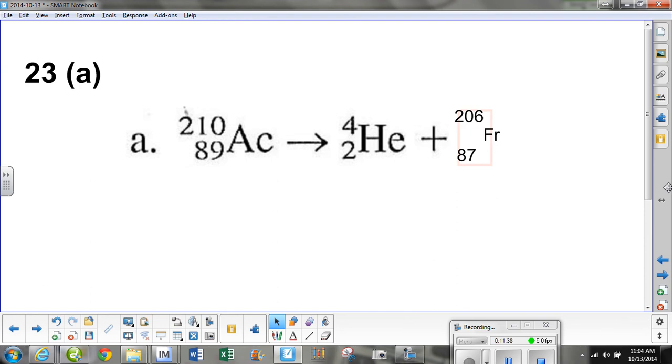It really is pretty easy. But you have to be careful because it's easy to make a mistake also. So when you're done, go back before you go on to your next problem and say, is 4 plus 206 equal to 210? And is 2 plus 87 equal to 89? And you're good.